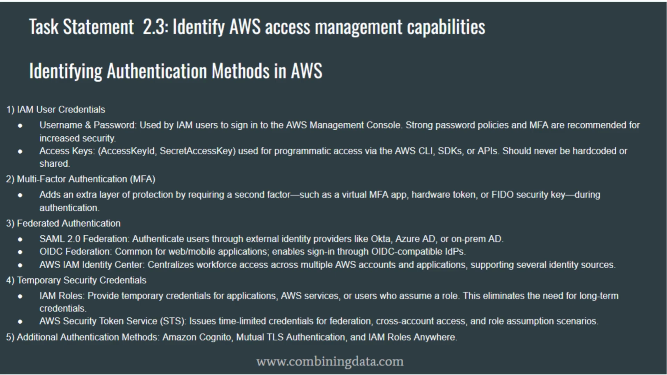4. Temporary security credentials. Temporary credentials are a cornerstone of AWS security best practices. IAM roles provide short-lived credentials to applications, AWS services, or users who assume a role. These credentials are automatically rotated and expire, eliminating the need for long-term secrets.